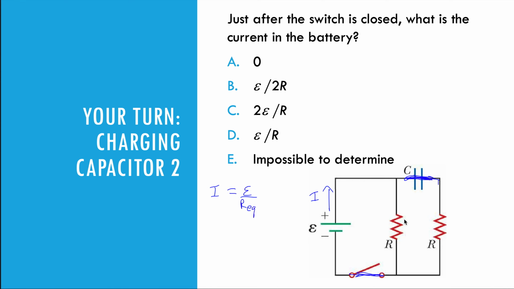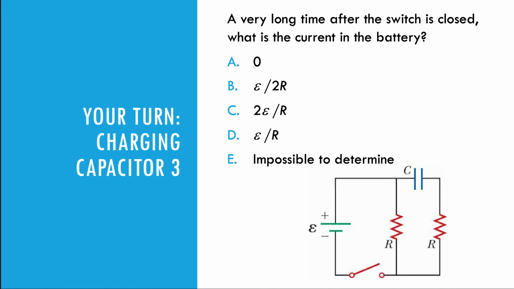And if we remember, when we have two resistors in parallel, since they're identical, their equivalent resistance is half of any one of the resistors, because in parallel we're using the 1 over equation. So it's going to be R over 2. So the final answer for the current is going to be 2E over R. So it's definitely a lot easier when you see it worked out, but the takeaway message is that it's as though the capacitor isn't there when it hasn't had time to charge up yet.